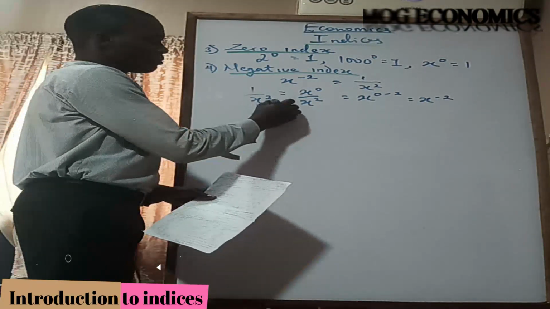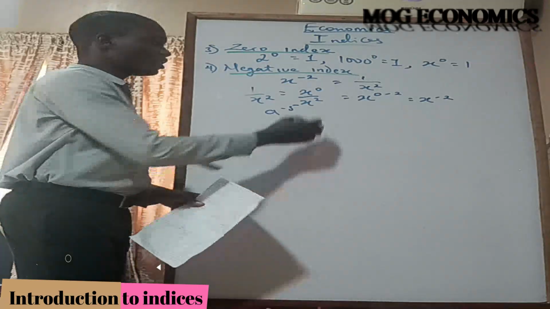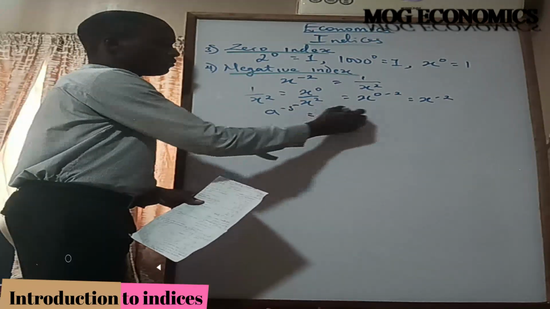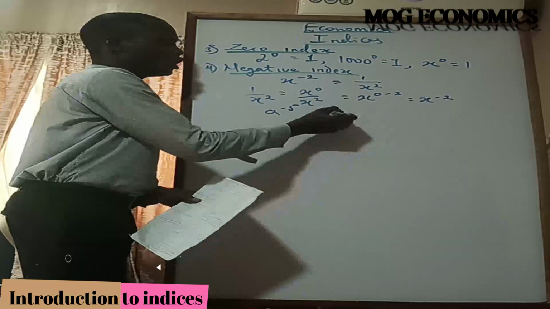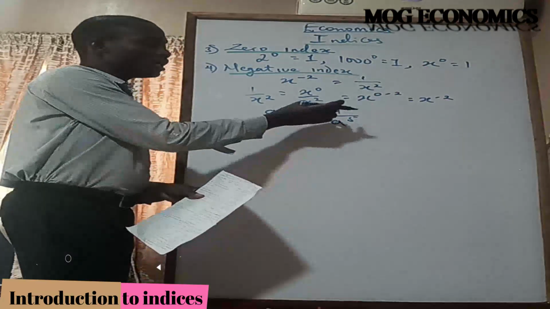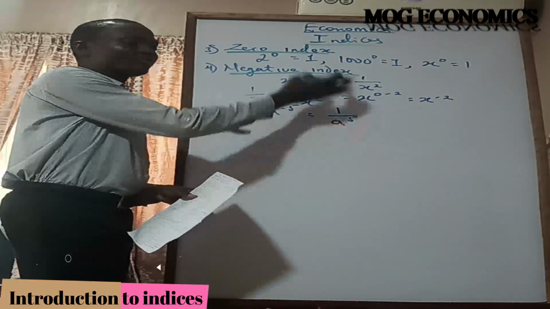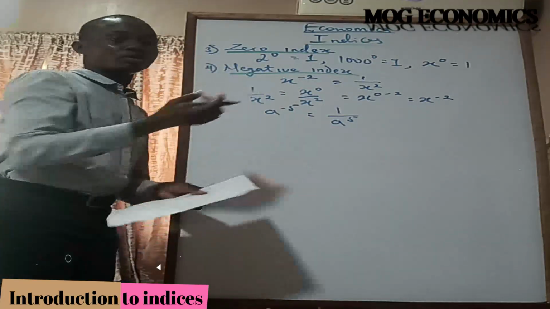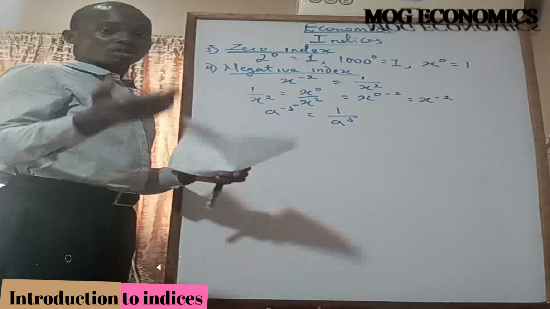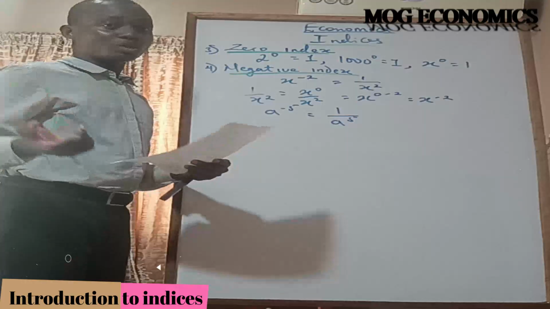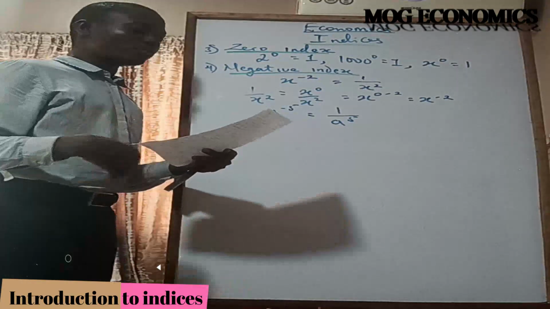A raised to power minus 5. The same way, we're going to have 1 divided by a raised to power 5. You do not put a minus here anymore, because the reason you're eliminating the minus is the reason you put 1 over it. So you have a 1 as a numerator, then you have the whole thing back at the denominator with the exception of the minus. You do not need the minus anymore.